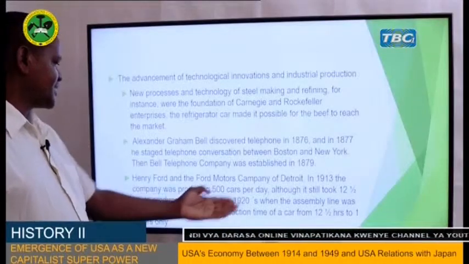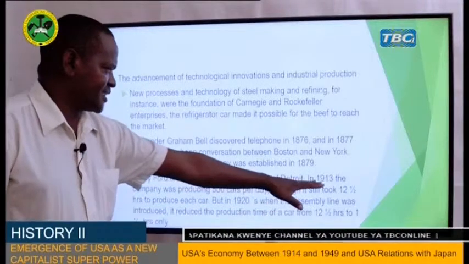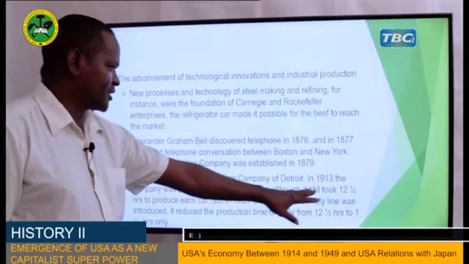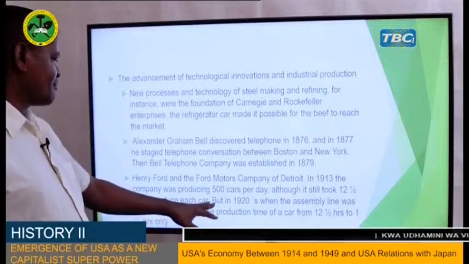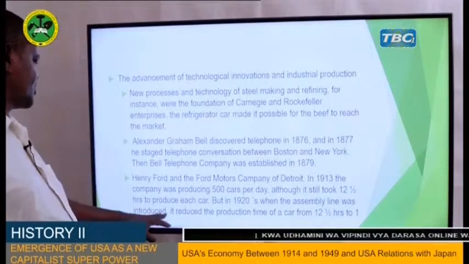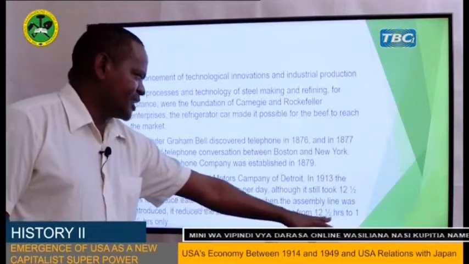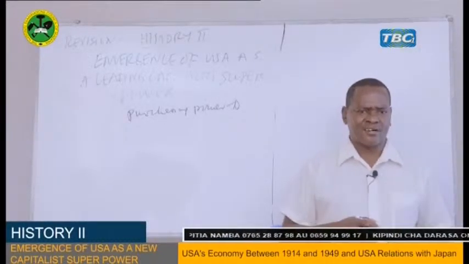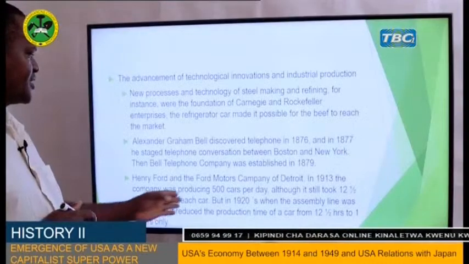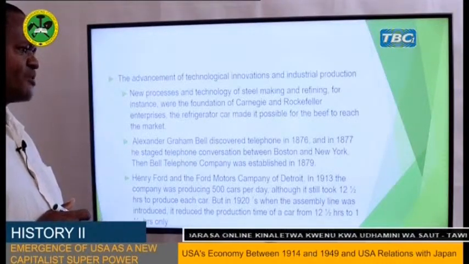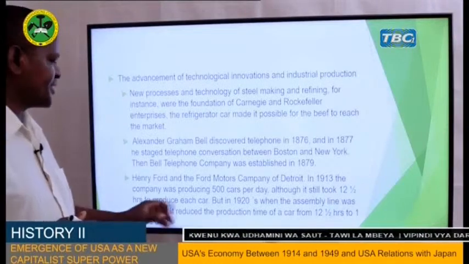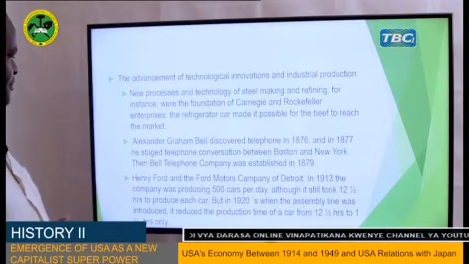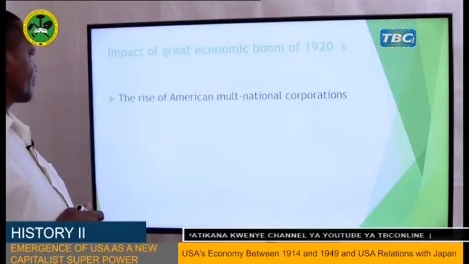But here is Henry Ford. In the 1920s, Henry Ford and the Ford Motor Company of Detroit, in 1923, the company was producing 500 cars per day. You can imagine, my dear students, although it still took 12 and a half hours to produce each car. But in the 1920s, when the assembly line was introduced, it reduced the production time of a car from 12.5 hours to 1.5 hours. You can imagine, after every 1.5 hours, a new car is rolling out, ready to go to the market. This is quite contrary to 1913, where one new car was produced after every 12.5 hours. So this was a very high improvement in the 1920s. That's why we say there was advancement of technological innovations in industrial production. This is also another very important reason for the boom.